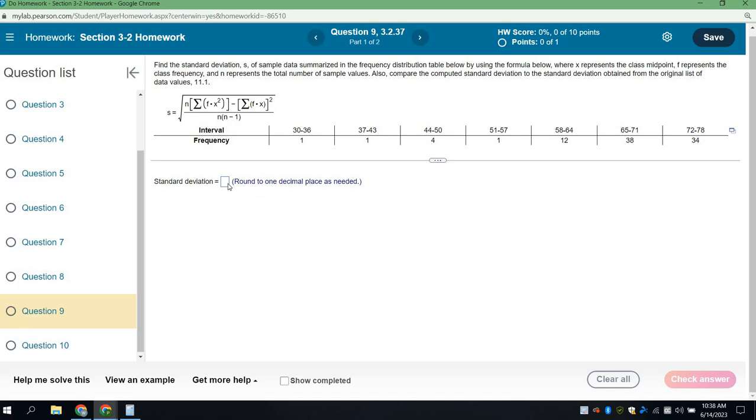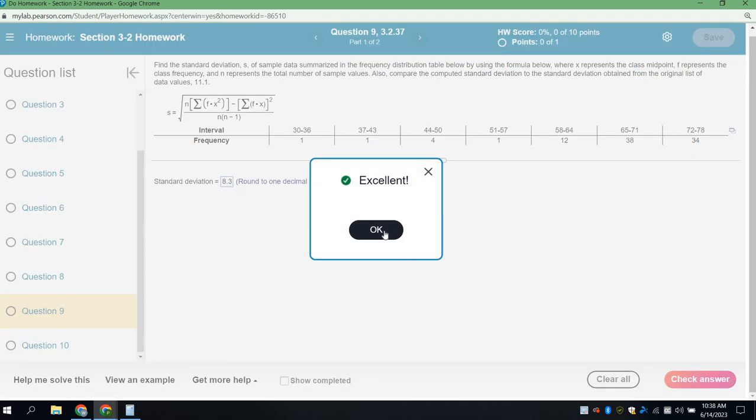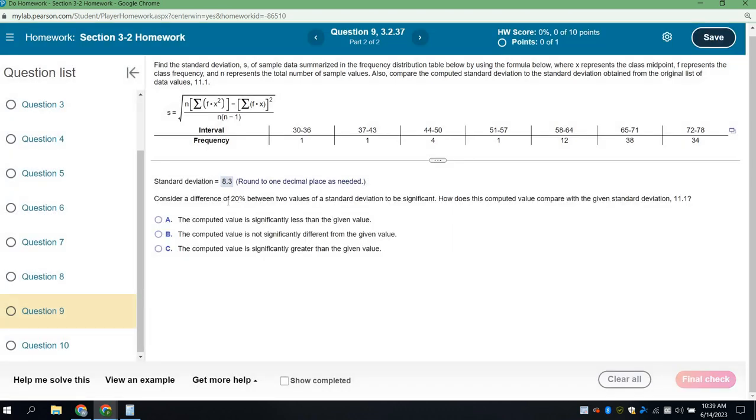And they want me to round to one decimal place. So I'm going to put 8.3 and check that answer. And it's going to tell me, hey, you did that correctly. It is going to ask me about considering a difference of 20% between two values of a standard deviation to be significant. How does the computed value compare with the given standard deviation of 11.1?